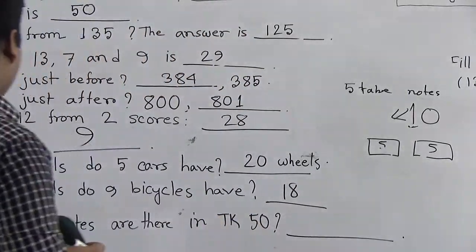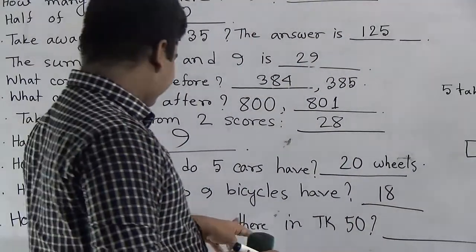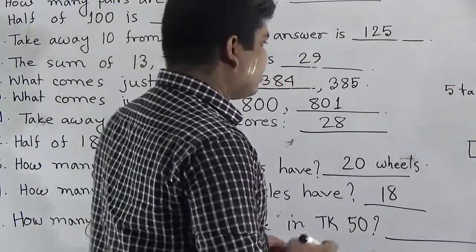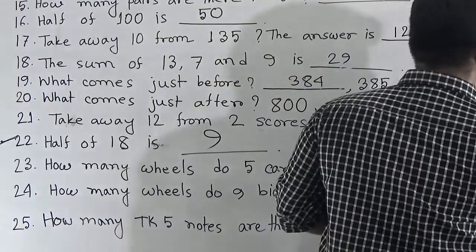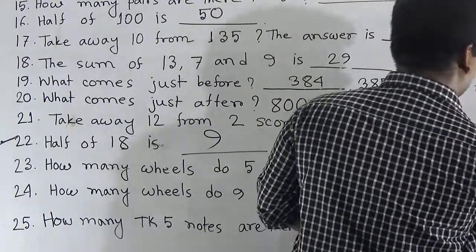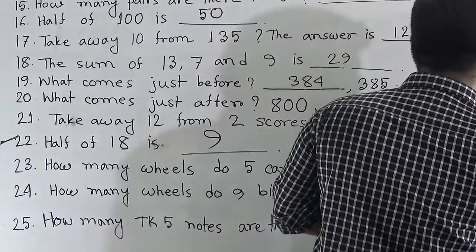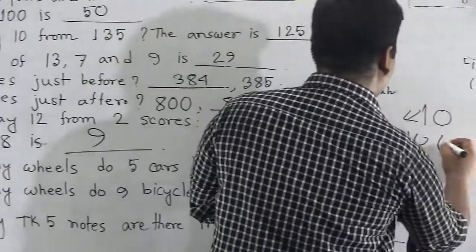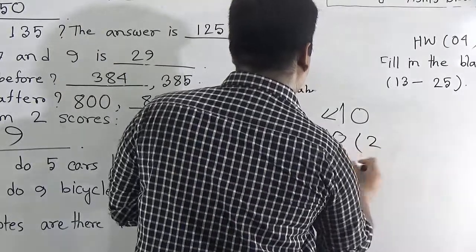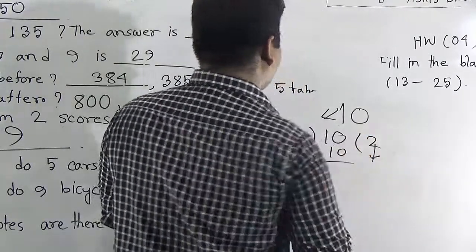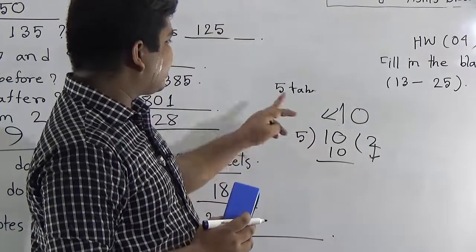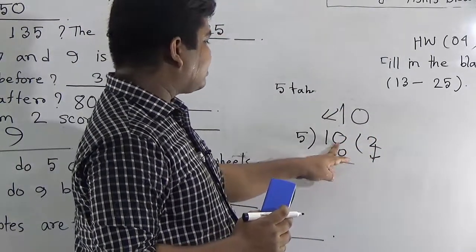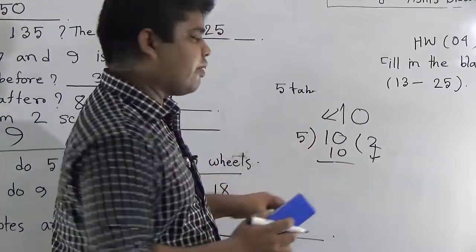Just like this, we need to find out how many 5 Taka notes are there in Taka 50. We can find out this math another way. We divide Taka 10 by Taka 5 and we get the required amount, that 5 2s are 10. So 2 is the answer. So if I ask how many 5 Taka notes in 10 Taka, you divide this 10 Taka by 5 and you get the required answer.